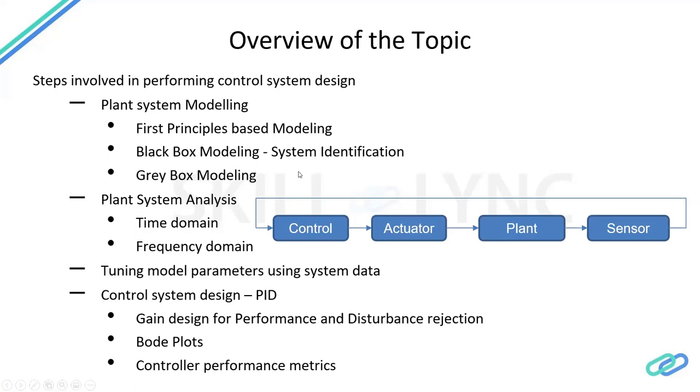What you do first is plant system modeling. Then you come on to analyzing whatever data you have. You do it in the time domain and in the frequency domain, which is basically how you start to control something. We can take an example in the later slides to see how we are going to go about this problem, and how this plant system analysis is done. This is just an overview.